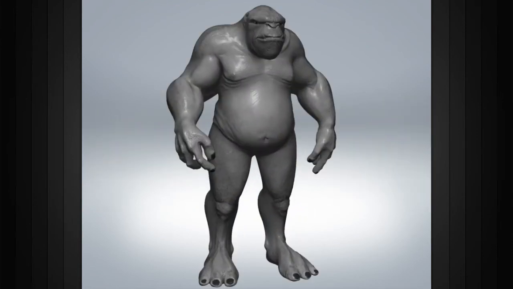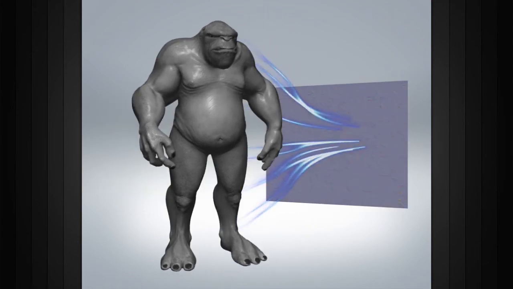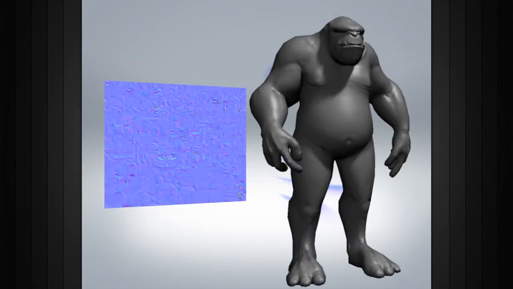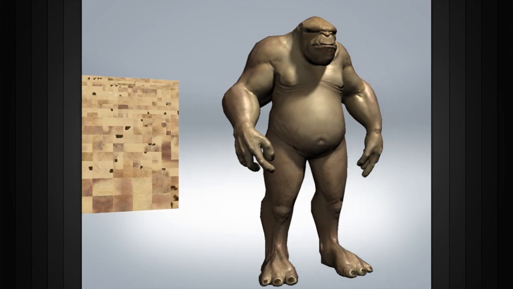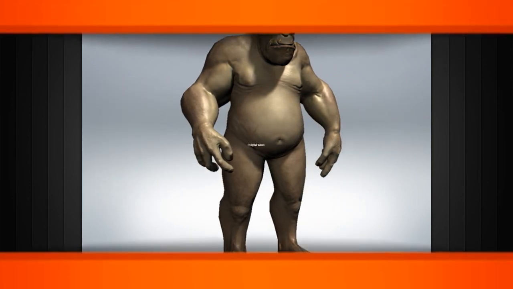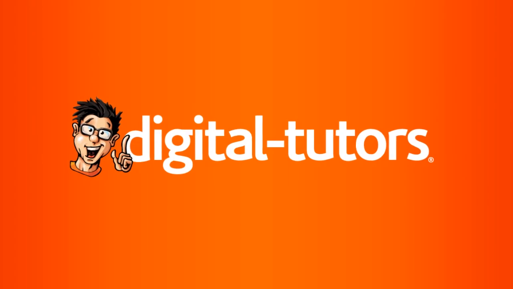By allowing artists to transfer high-resolution detail onto a low-resolution mesh, normal maps have allowed for significant advances not only in video games, but they are also allowing feature film studios to render high-quality detail on CG characters and scenes much more efficiently.